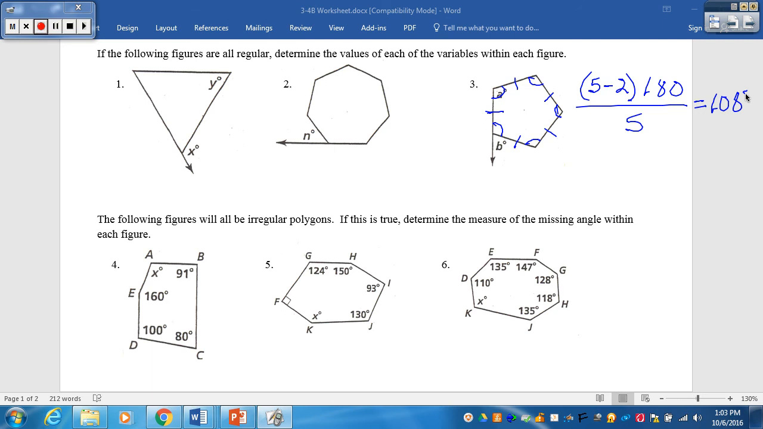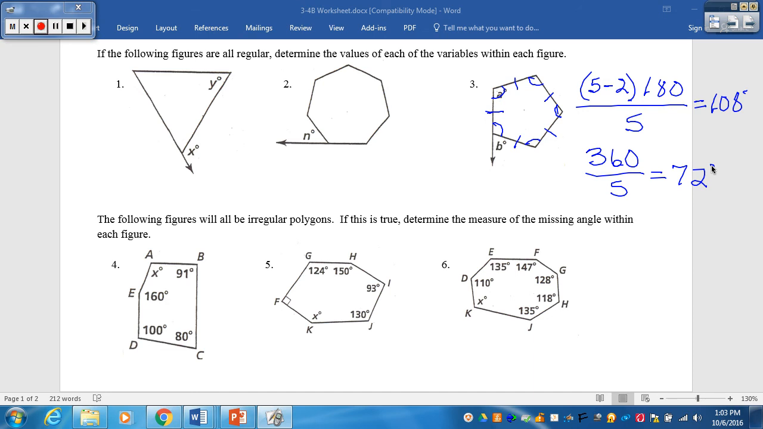Now for angle B, you could do one of two things. Actually, you know what? Let's just go. Angle B is an exterior angle. Okay. Which formula on your sheet helps you to find one of the exterior angles of a regular polygon? Well, it's 360 divided by n, or the number of sides or number of angles. So 360 divided by 5, if we work that out, gives us 72 degrees.